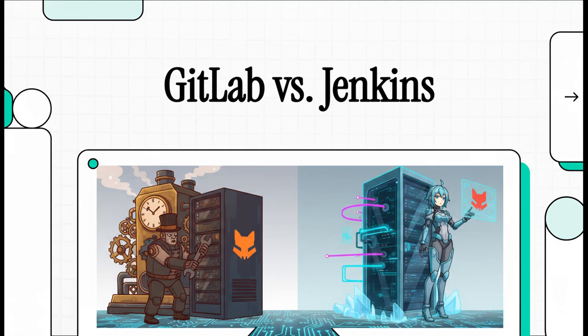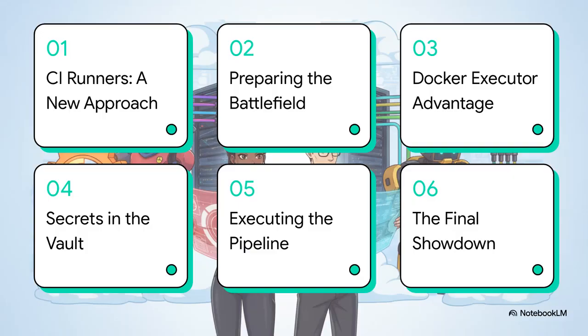Welcome to The Explainer. Today, we are diving deep into a choice every DevOps engineer faces: sticking with the traditional Jenkins worker node or moving to a modern GitLab self-hosted runner. If you're tired of constantly fighting with your CI infrastructure, then you're in the right place. So here's how we're going to break it all down.